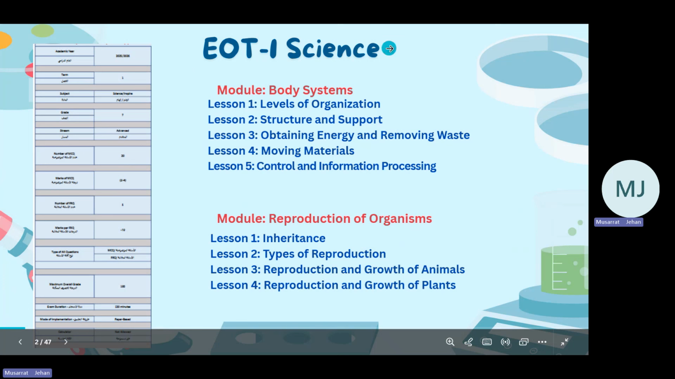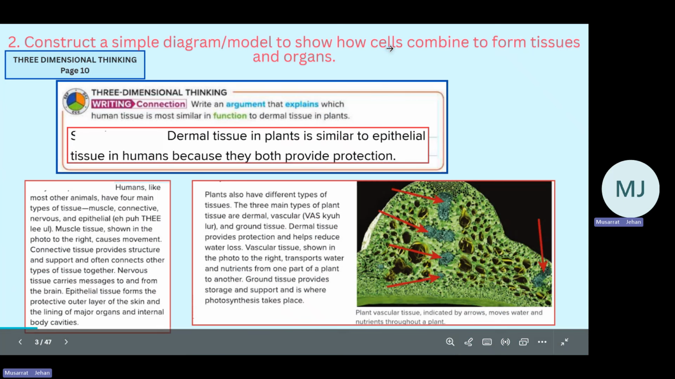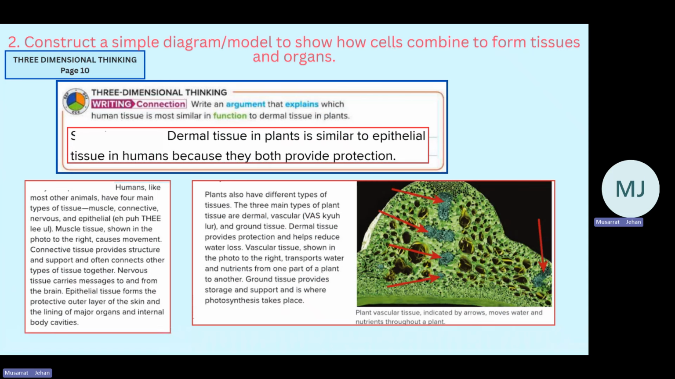So let's move ahead. We will go according to the lessons in your book. So maybe you will find that the question number is not tallying, but these questions have been arranged according to the lessons as they are in your book.